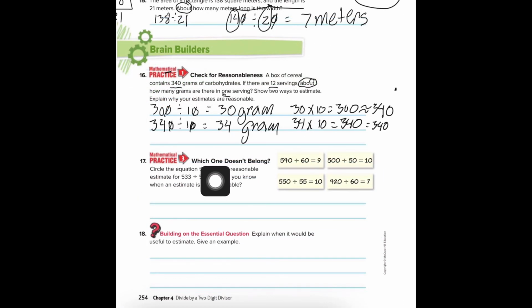All right, number 17, which one doesn't belong? Remember, this is a brain builder, and it's kind of tricky because this whole lesson they've been having you go to the divisor and round it. So of course, naturally, we're going to think, well, gosh, that rounded up is going to be 60, right? So this one has got to be the most correct, where all of these are off just a little bit. But I want you to pay attention to the dividend. See how the dividend is 533? And these are all pretty close, except for that one.